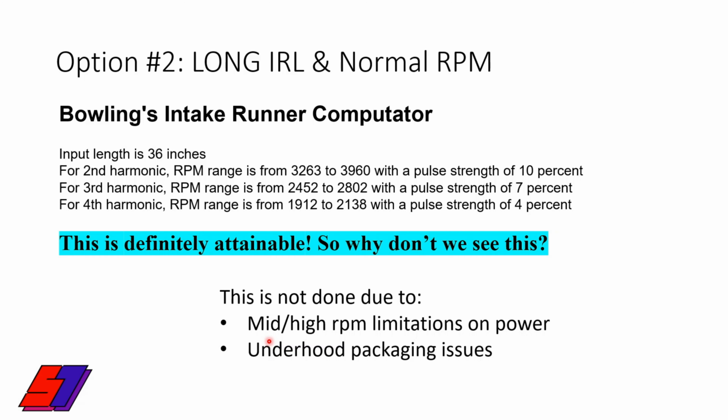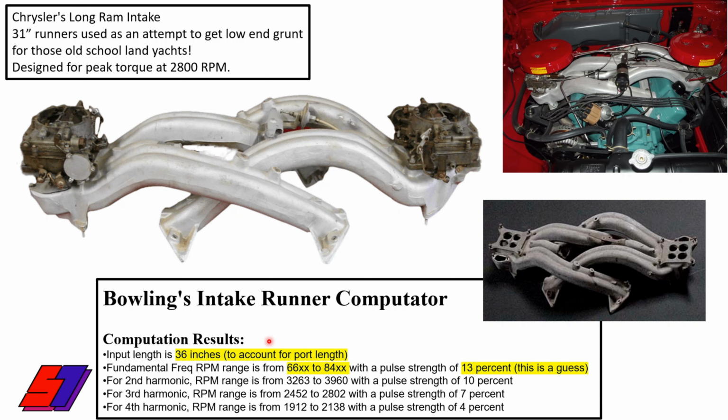And then also the underhood packaging issues. Chrysler, I would say, had this cross ram or whatever you want to call it. And now think from the OEM's perspective of, well, now we have two carburetors. So is a modern day production car going to have some sort of cross ram with two throttle bodies on it? I highly doubt it. The hoods are packed enough right now.